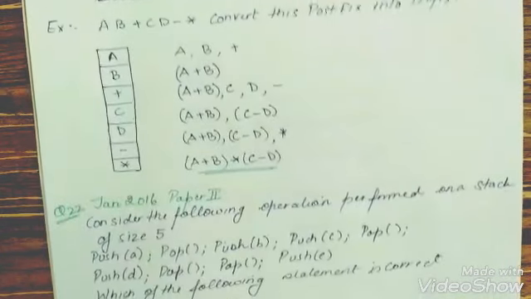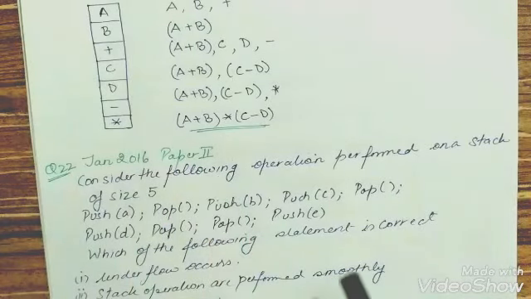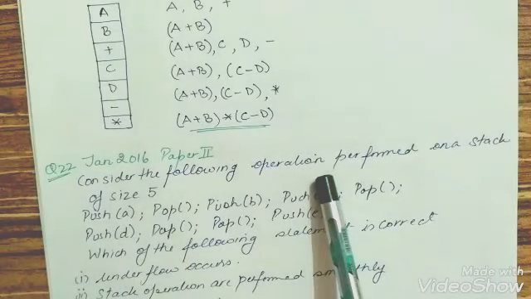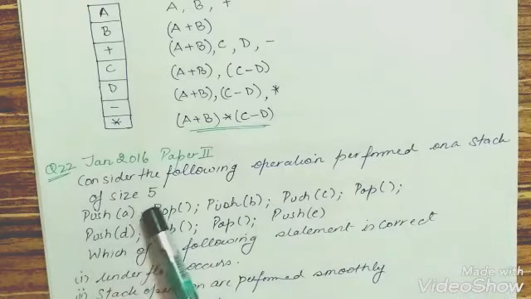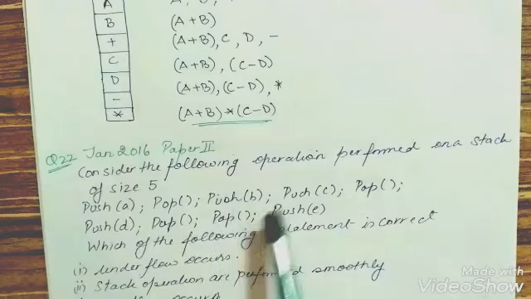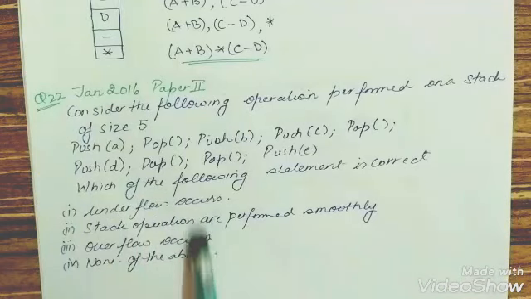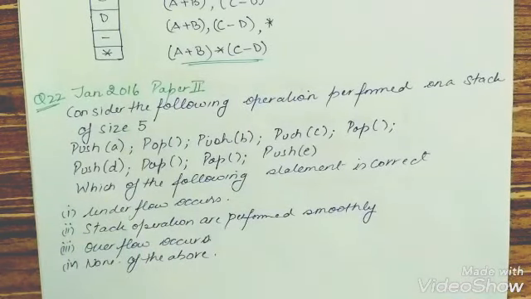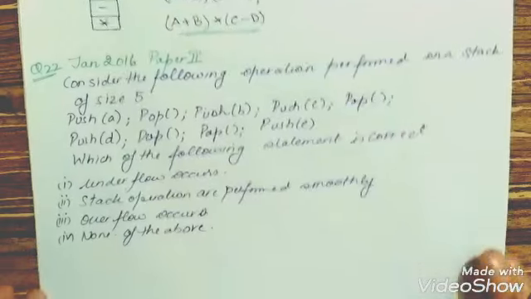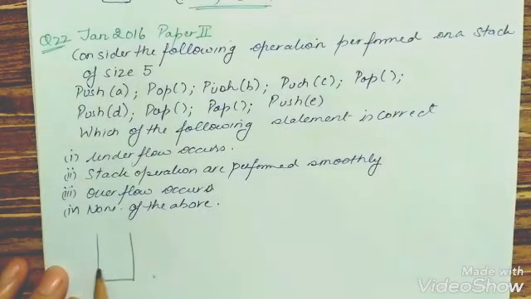Now I will solve another question which was asked in 2016 in paper 2, and this is another type of question which can be asked from stacks. So here we have considered the following operations performed on a stack of size 5. Fine, we have push, pop, push, pop, push. I will be doing this question, and we have been given 4 options, and we need to find out which is the most correct one. So I will just perform this question in front of you. Like, we have a stack of size 5. Fine, 1, 2, 3, 4, and 5.